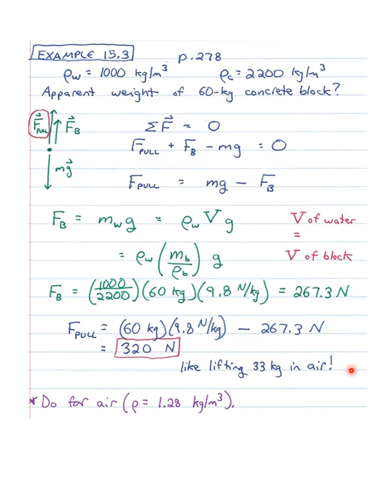Now, there's something missing actually in this problem. I've been comparing it with lifting the block in the air. But you should remember that air is a fluid and air has a buoyancy force. Air has a density of 1.28 kilograms per meter cubed. So really, air gives a little bit of a lift, but it's so negligible that we don't even notice it. So I encourage you to repeat this problem this way.